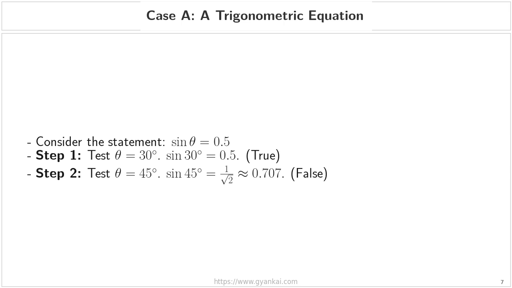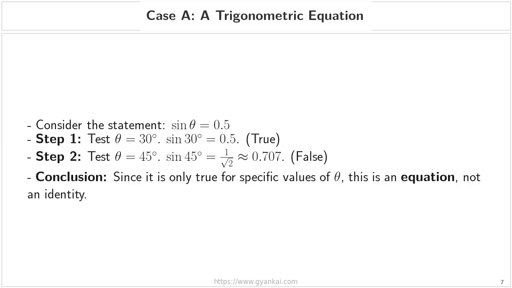So, in step 2, let's test theta equals 45 degrees. As we know, the sine of 45 degrees equals 1 over the square root of 2, which is approximately 0.707. This does not equal 0.5, so the statement is false for this angle. Therefore, our conclusion is clear. Because this equality is only true for specific, limited values of theta and fails for others, we classify this as a trigonometric equation rather than an identity.